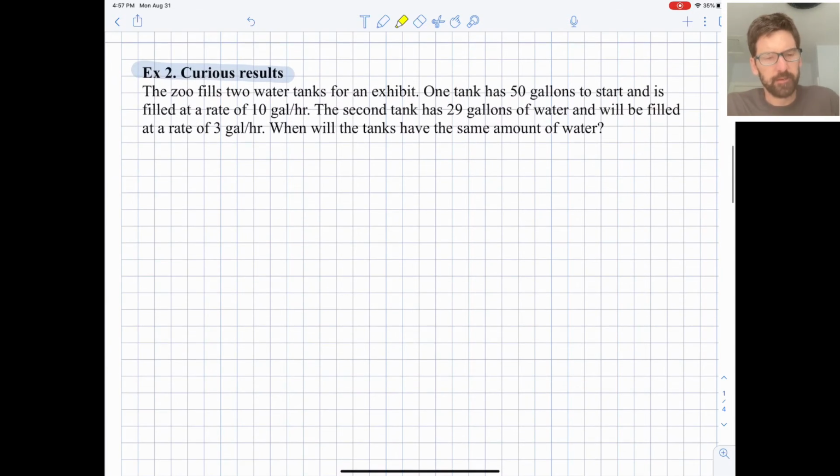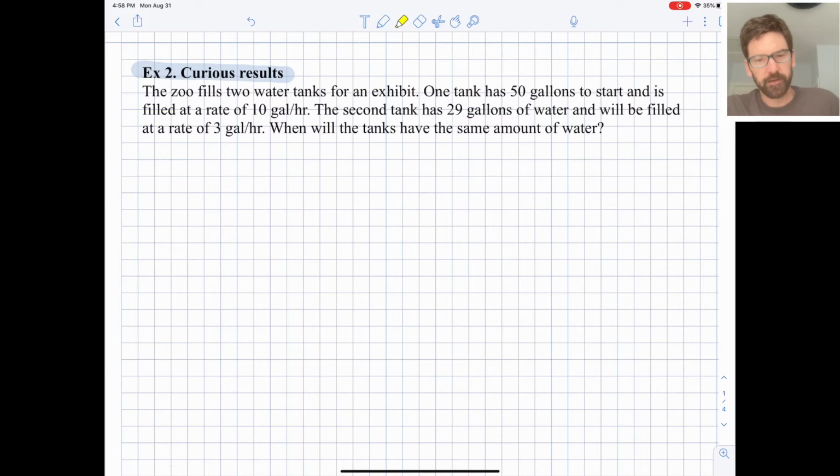Next one involves some curious results, and I got this problem out of a textbook, and the conclusion in the textbook was it's an impossible problem to solve, but I kind of disagree with that. I think that there actually is a real meaning to the solution, so I want to take you through that. I thought it would be interesting to look at. So the zoo fills 2 water tanks for an exhibit. One tank has 50 gallons to start and is filled at a rate of 10 gallons an hour. The second tank has 29 gallons of water and will be filled at a rate of 3 gallons per hour. When will the tanks have the same amount of water?